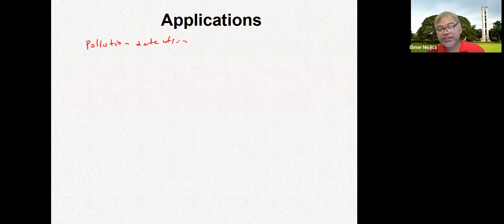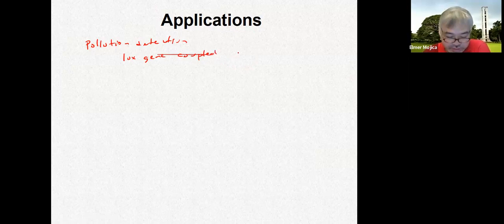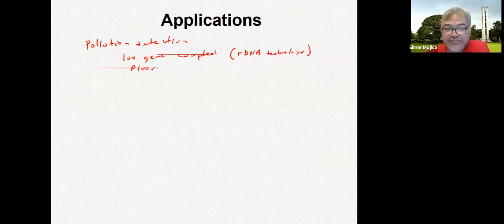So you can isolate specific pollutants. I'm not sure if you're familiar with this term, lux gene coupled. This is just an rDNA technology, a reporter gene. Usually it's fluorescence that you have there. Now, usually the typical method that you use is spectrochromatography, immunoassay, and monoclonal antibodies in addition to this sensor.